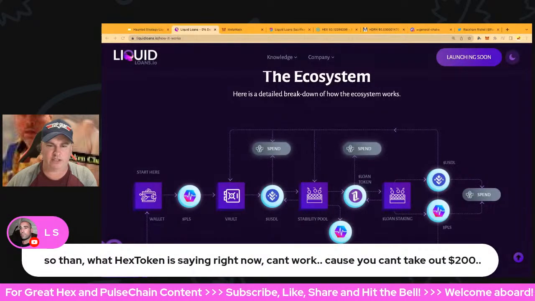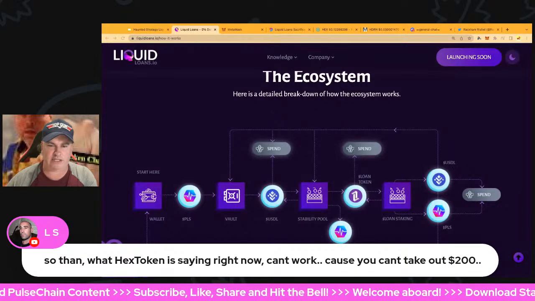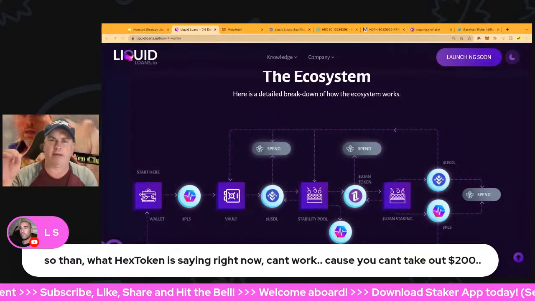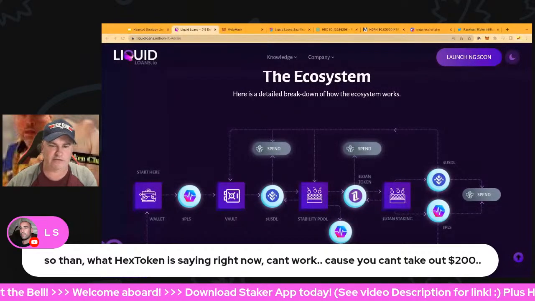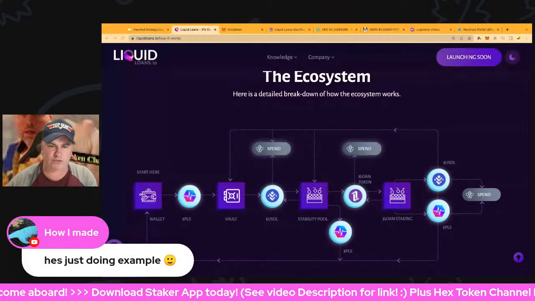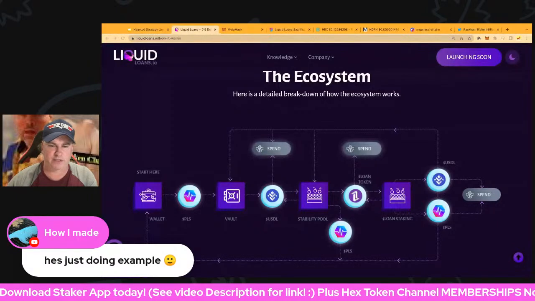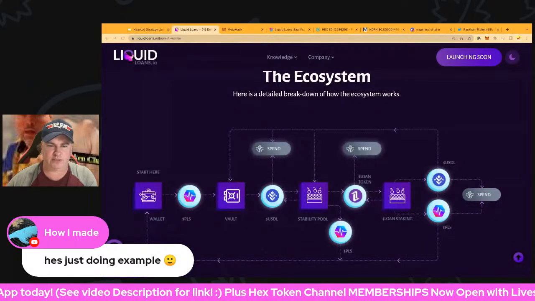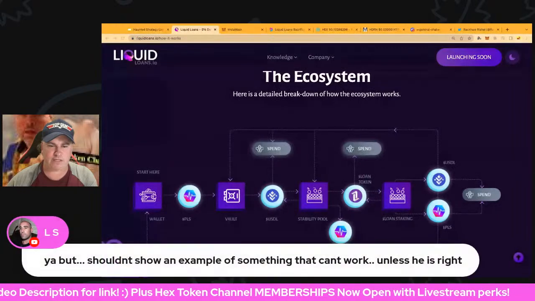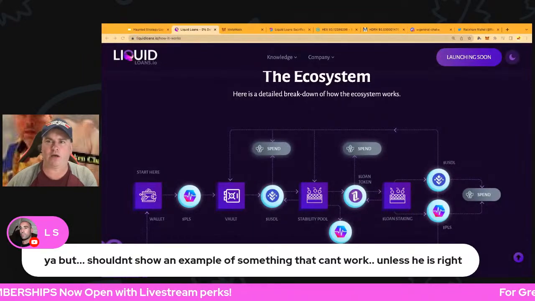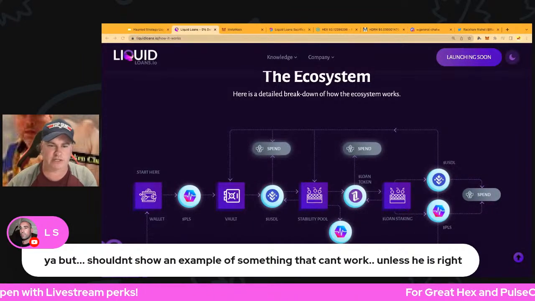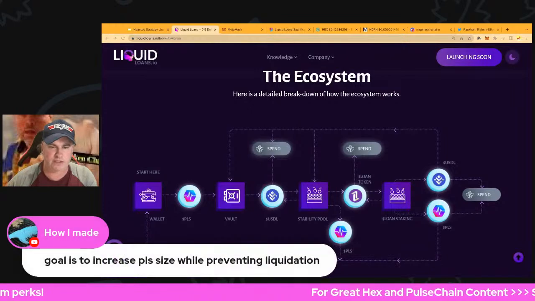So then, what Hex Token is saying right now can't work because you can't take out $200. Well, my example of $2,000 was just to make it easy for people to follow, as opposed to having a big amount. That was really the idea, but I was not aware of the $2,000 minimum. He's doing an example. That's correct. Alice says, but you shouldn't show an example of something that can't work. Yeah, Alice, I will change that in the presentation after the live stream. So cool. The goal is to increase PLS size while preventing liquidation.